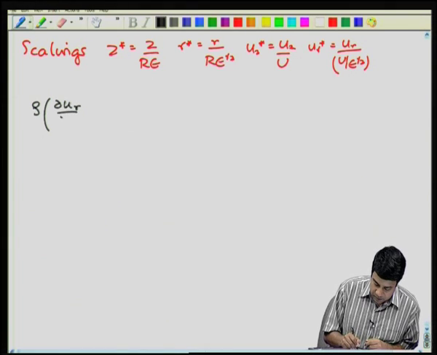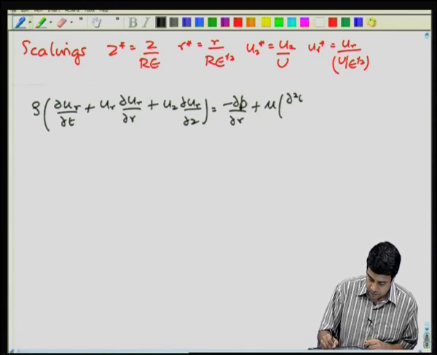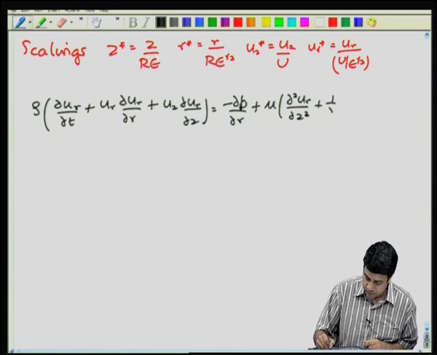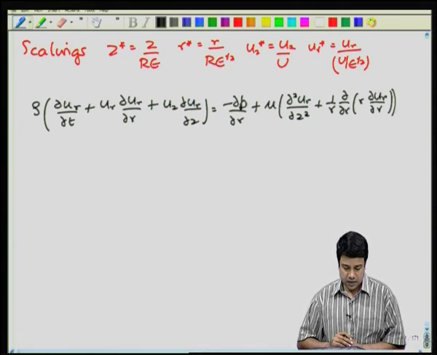Partial u r by partial t plus u r be careful in a cylindrical coordinate system. Okay, so, that is the momentum conservation equation in a cylindrical coordinate system. I express all velocities in terms of the scaled velocities. So, u r is equal to u r star times u by epsilon to the power half, r is equal to r star times R epsilon to the power half, and u z is equal to u z star times u.